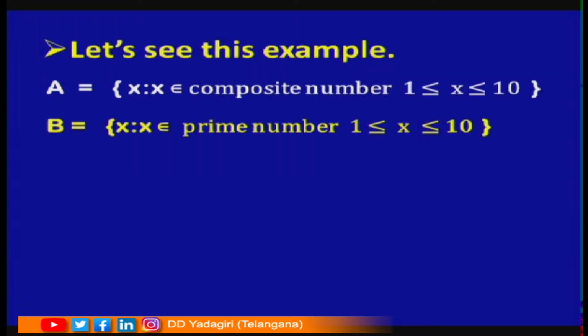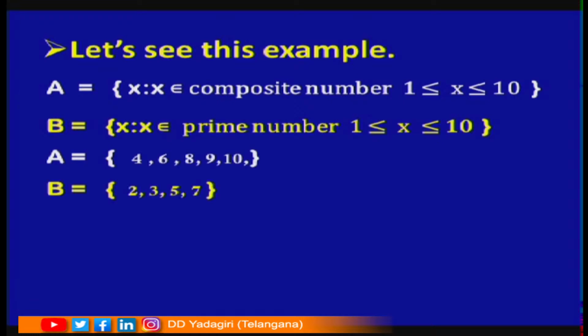Again I am taking the same example. A is the set of composite numbers lying between 1 and 10. B is the set of prime numbers lying between 1 and 10, including 1 and 10. You see, these are the two sets. Now, what is A intersection B? Is there any common element? You see 4 is there, there is no 4 in B; 6 is there, there is no 6; 8 is there, there is no 8. So, is there any common element? No. What does it mean? If there is no common element, how do you represent it? You can represent it by a null set, a set which contains no element.